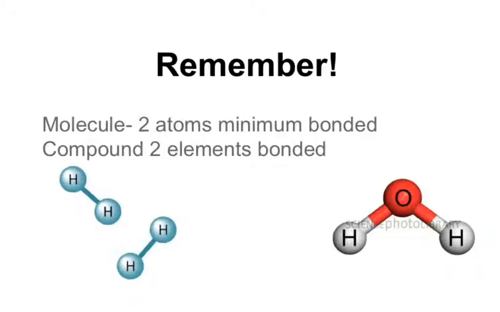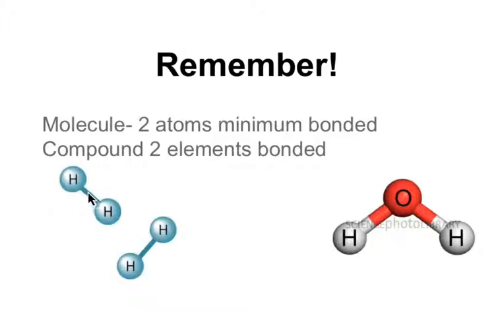Remember that a molecule has two atoms minimum bonded. This right here is actually an example of a molecule. This circle with an H is one atom of hydrogen, and this circle over here with an H is another atom of hydrogen. I have two atoms. This line here in the center represents a chemical bond.